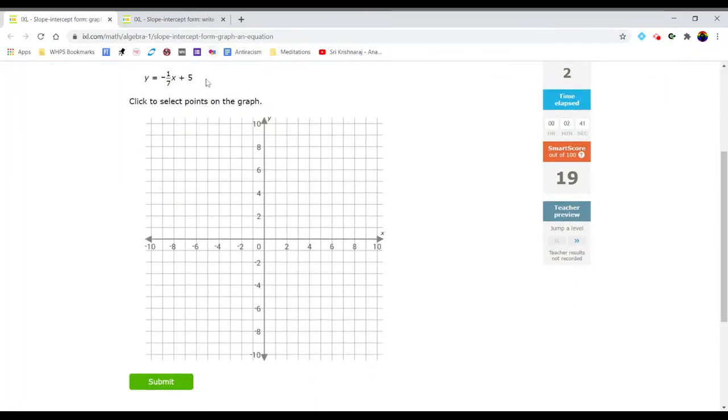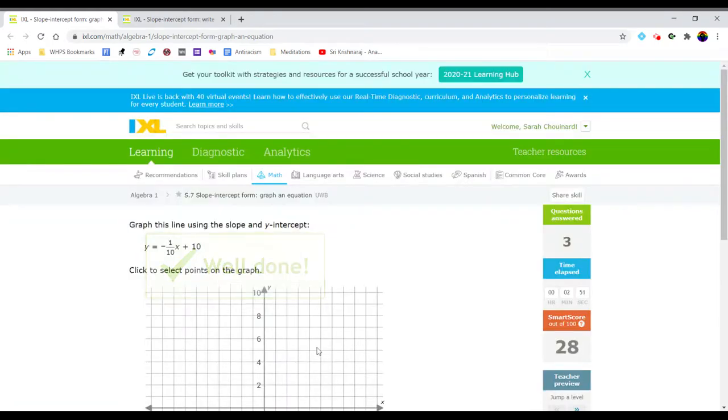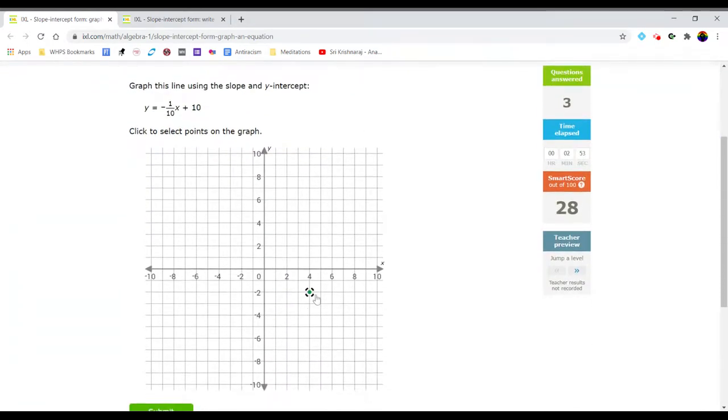All right, for the next one, my y-intercept is 5. And my slope is -1/7. So I'm going to go down 1 to the right 7. My y-intercept is 10. So I'm going to start at 10 and go down 1 and to the right 10 units.